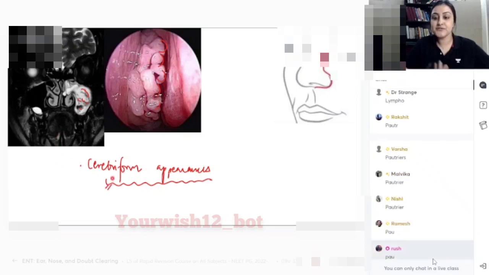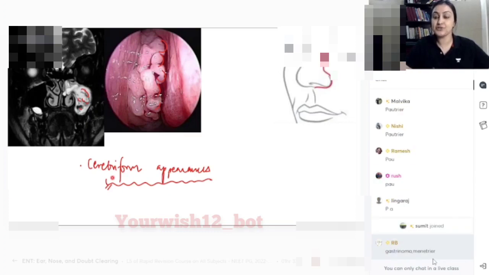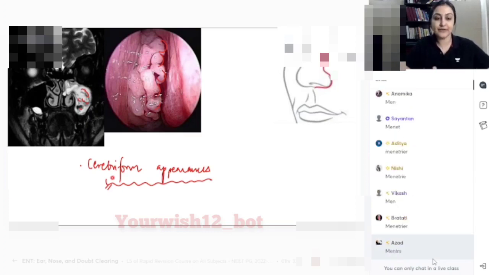Yes, cerebriform appearance of the stomach is seen in, one of you had mentioned it, Menetrier's, correct? So Menetrier's as well as gastrinoma, perfect. You will see a stomach with a cerebriform appearance. Okay, let's go. So this is about cerebriform appearance.